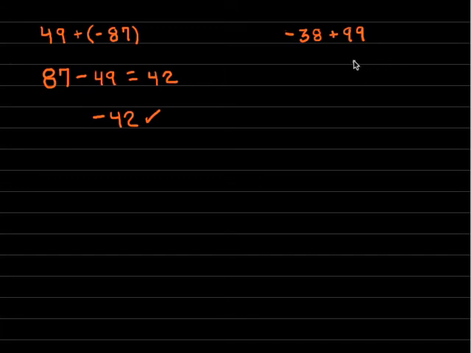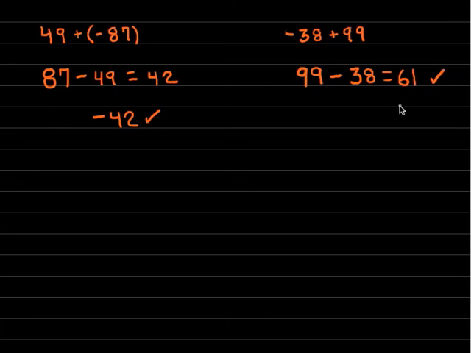Let's take a look at the second problem. Negative 38 plus 99. Again, I take the larger absolute value, and 99 has the larger absolute value, minus the smaller absolute value, and negative 38 has a smaller absolute value. 99 minus 38 is 61. 99 had the larger absolute value and it's positive, so my answer is positive. I'm finished. And that's as much as you need to show me.